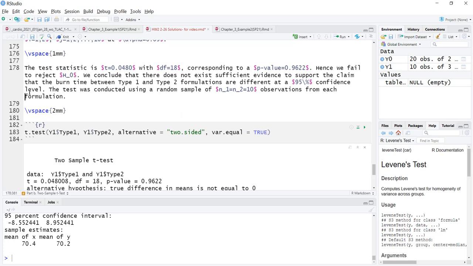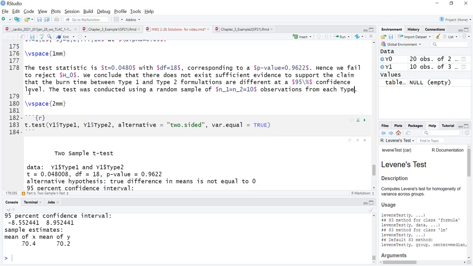You'd say formulation, but I'm calling it type, so I'm going to use that. Okay.